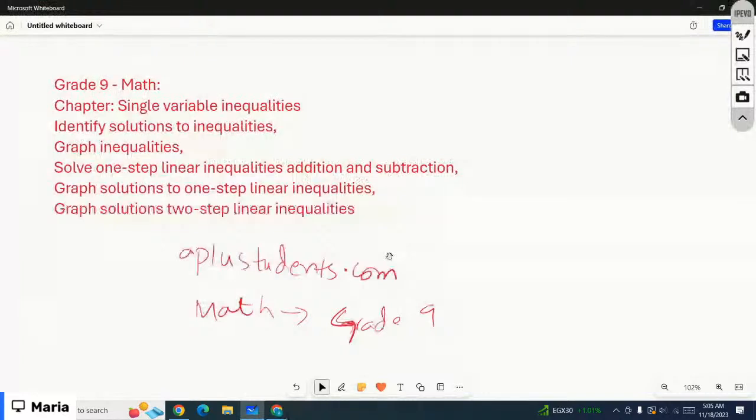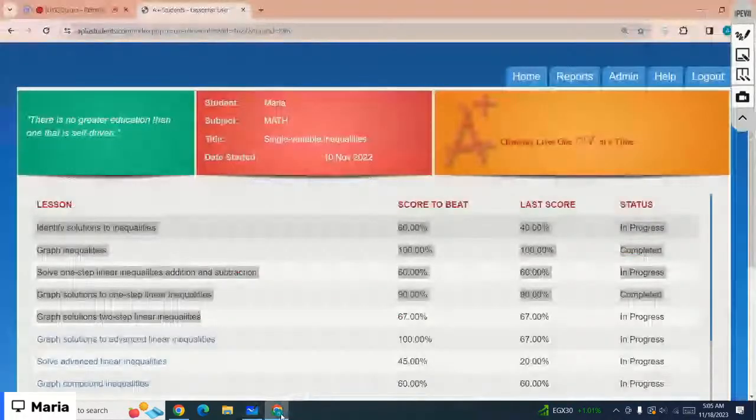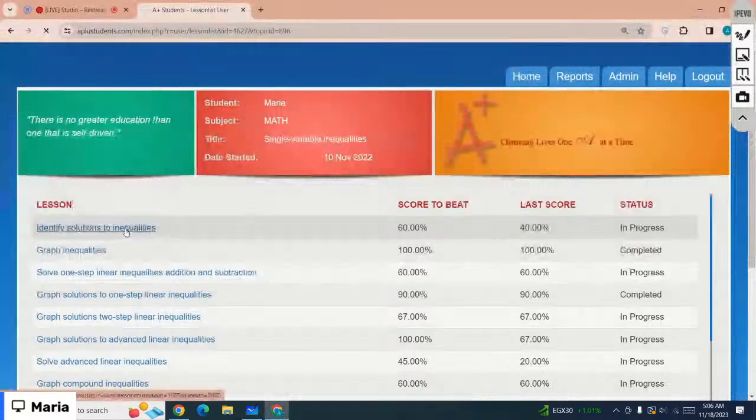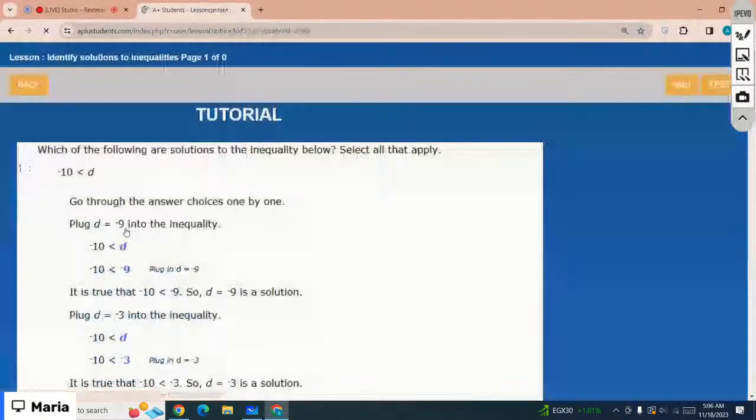Inequality means they involve less than, greater than signs rather than equal, right? So you need to see how we solve them, graph them, and identify solutions to inequality. Which of the following are solutions to the inequality below? Select all that apply. Okay, that means these are the options given.